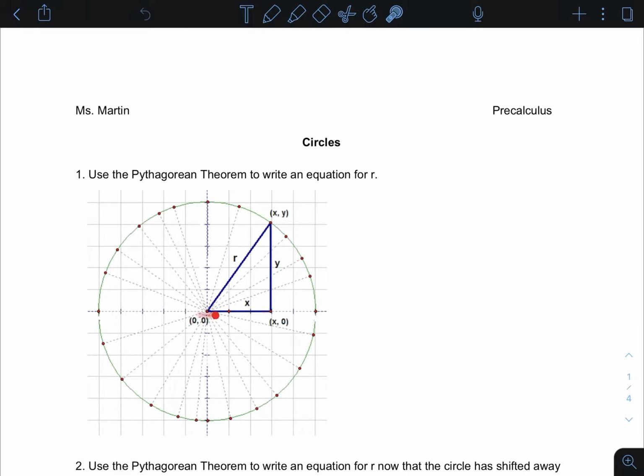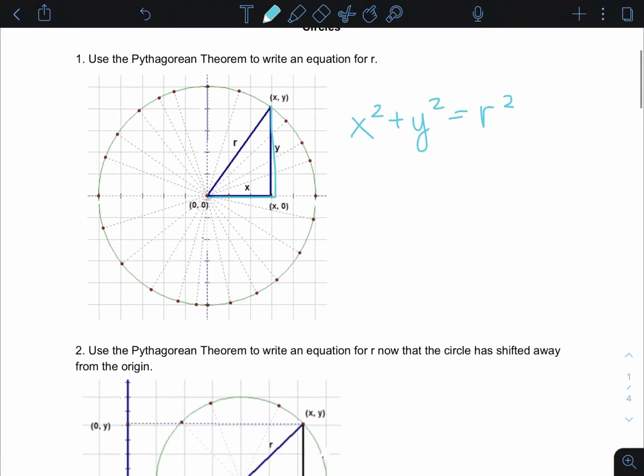We have x along the x-axis and a length of y along the y-axis, because that's how high it is according to that point. And so we're going to use Pythagorean's theorem to write an equation for r, which means we would have to take x squared plus y squared, and that would equal r squared. Remember, the hypotenuse is always on its own on the other side, and the two legs are together being added.